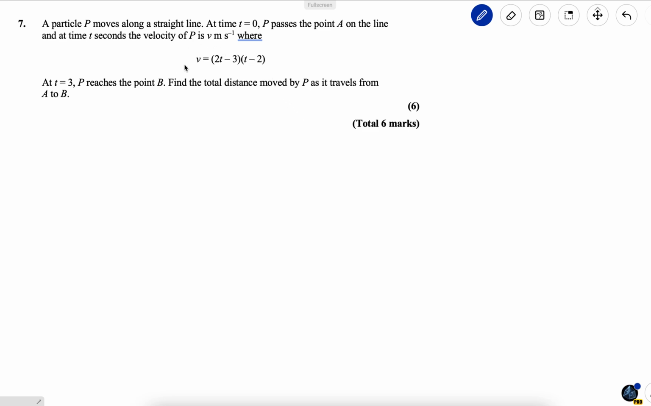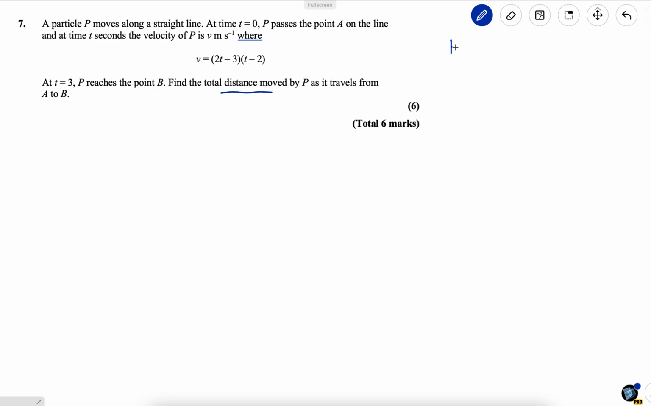Now this doesn't look like a constant acceleration question because of this velocity expression here. If I differentiated this to get acceleration, just the first term, 2t squared, would differentiate to 4t, which is dependent on time and so not constant. So I'm going to have to use the variable acceleration method. I've got to find distance, and integrating velocity will give me displacement, which is slightly different.